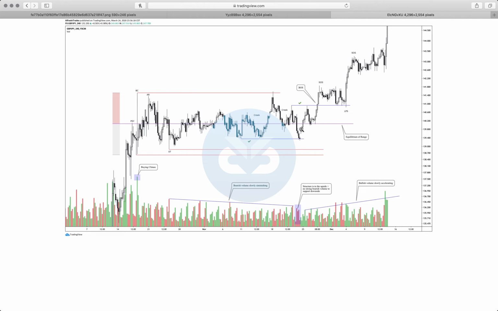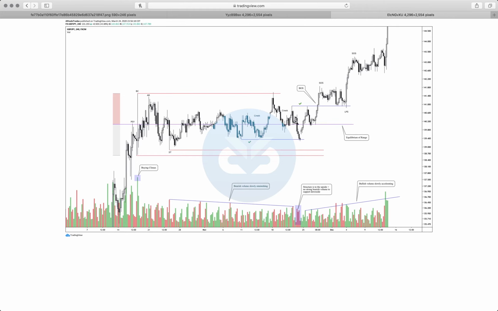We failed to do that. And during this whole time, we see bearish volume slowly diminishing. So we failed to create lower lows. We took out liquidity but didn't create a higher high, but we're consistently creating higher lows.